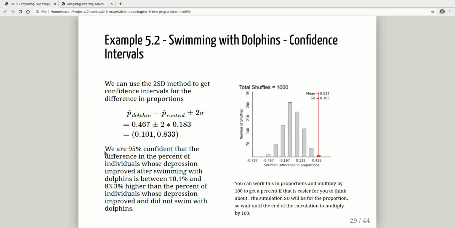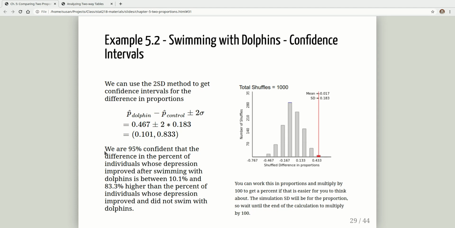So we are 95% confident that the difference in the percent of individuals whose depression improved after swimming with dolphins is between 10% and 83% higher than the percent of individuals whose depression improved that did not swim with dolphins.